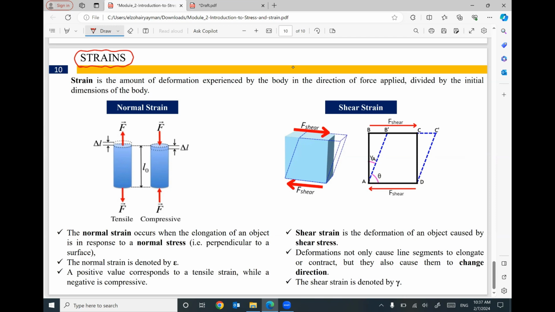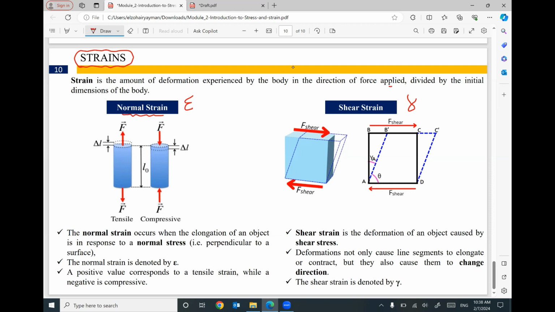Strain means deformation. Strain can be defined as the amount of deformation experienced by the body in the direction of the applied force, divided by the initial, original dimensions of this body. We have two main types of strain: normal strain, labeled by epsilon, and shear strain, labeled by gamma.